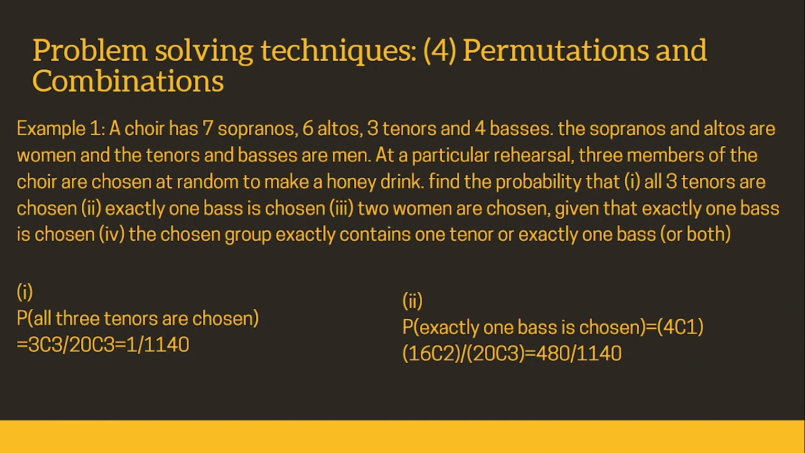Find the probability that all 3 tenors are chosen, exactly 1 bass is chosen, 2 women are chosen, given that exactly 1 bass is chosen, and that the chosen group contains exactly 1 tenor or 1 bass, or both.